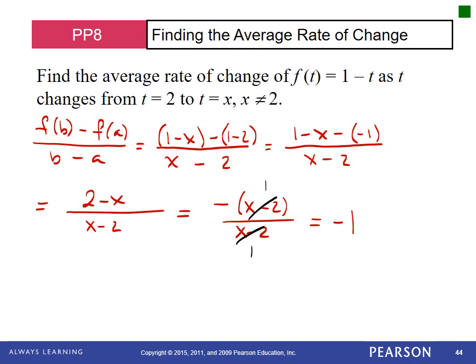All right, so for this one, this is funny. If you start off at 2 and you go any length out, no matter what, the slope will still always be negative 1. It does not change.